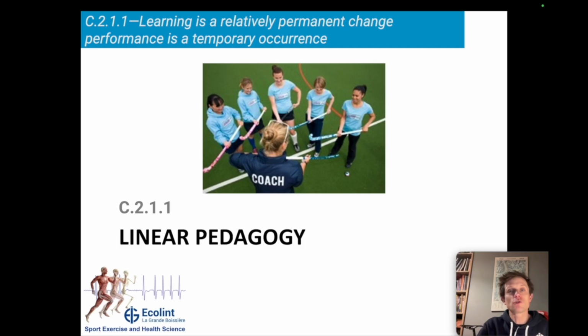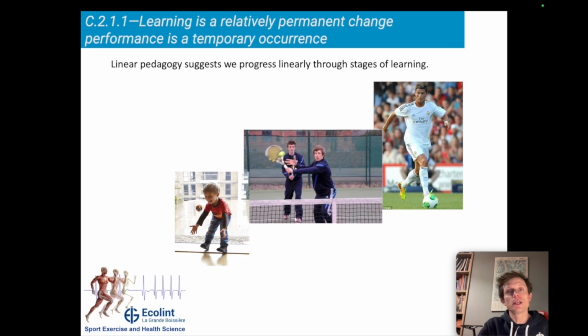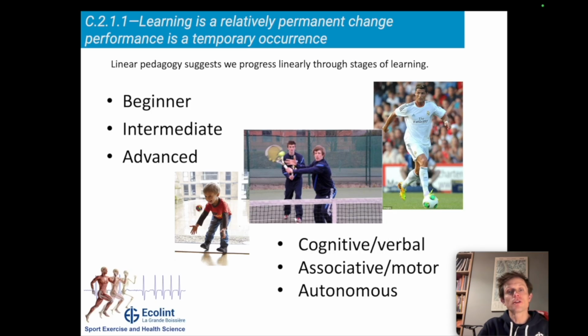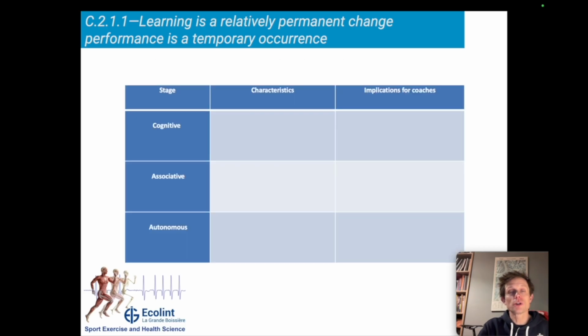First off, let's dive into a little bit more detail about linear pedagogy. As we mentioned then, linear pedagogy is based around this idea that we have specific identifiable stages of learning. We're moving from beginner to intermediate to advanced, or as Fitts and Posner put it, the cognitive to the associative to the autonomous stages. What I'd like you to do is watch the video that's linked to this unit, and I would like you to then fill in the table in your workbooks, identifying the characteristics of each of the different stages of learning and the implications for coaches.